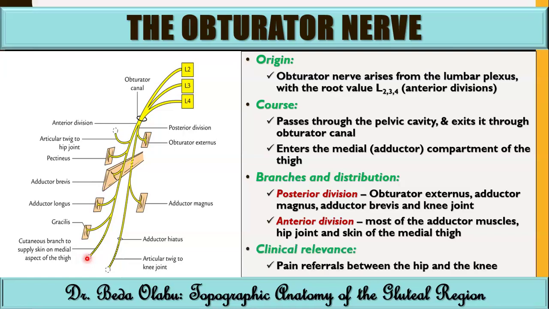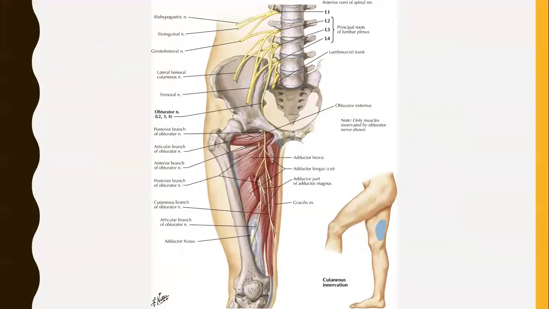Clinically, the one I want to highlight is the concept of pain referral. That pain from the knee may be referred to the hip because of this, and maybe vice versa, because the obturator nerve supplies the two. Great. So that is obturator and its territory in a better view.